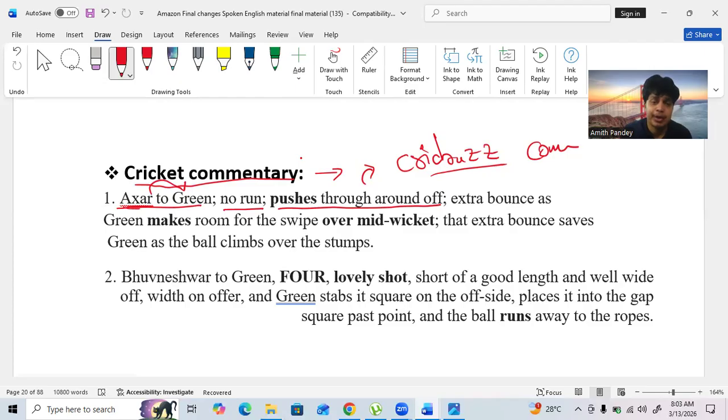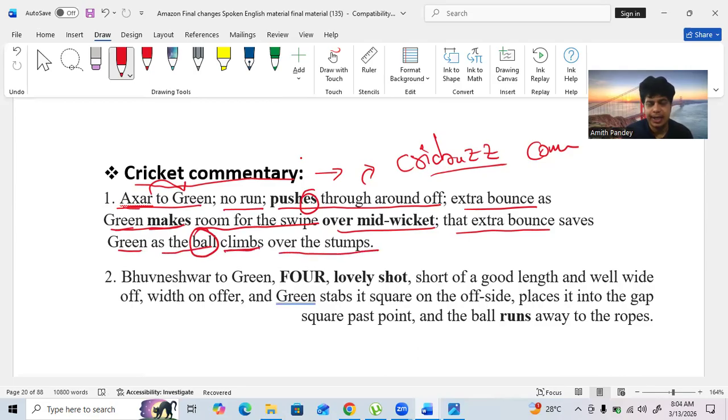So with a name, what do we have to use? S or ES. "Pushes a round of extra bounce as Green makes." Green is a name, and with a name we have to use S or ES. "Green makes room for the swipe over mid-wicket. That extra bounce saves Green as the ball climbs." So ball is a name, and with this we have to use S or ES. So the ball climbs over the stumps.